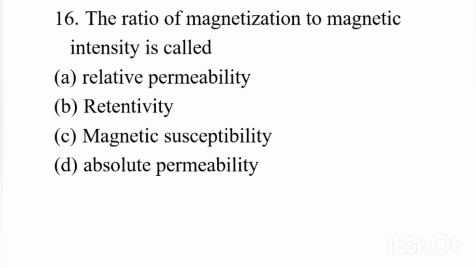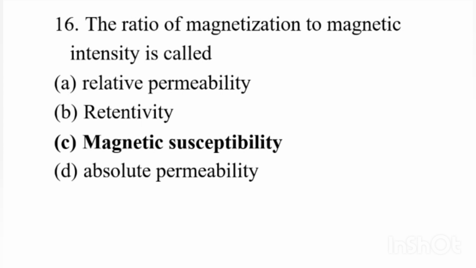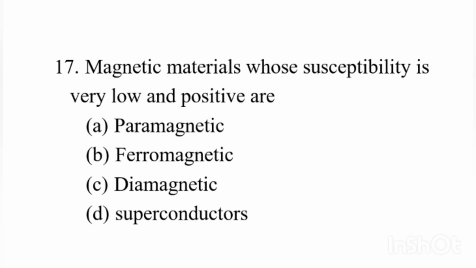Question number 16. The ratio of magnetization to magnetic intensity is called option A, relative permeability. Option B, retentivity. Option C, magnetic susceptibility. Option D, absolute permeability. Here the correct answer is option C, magnetic susceptibility. Question number 17. Magnetic materials whose susceptibility is very low and positive are option A, paramagnetic, option B, ferromagnetic, option C, diamagnetic, option D, superconductors. Here the correct answer is option A, paramagnetic.